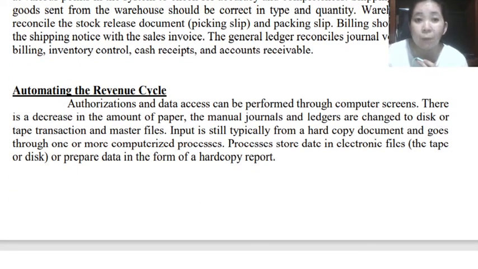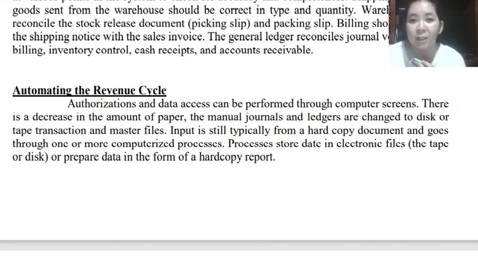How about automating the revenue cycle? So authorization and data access can be performed through the computer screens. So there is a decrease in the amount of paper, and the manual journals and ledgers are changed to disk or tape transaction master files. This is to lessen the papers. So input is still typically from hard copy documents and goes through one or more computerized processes.